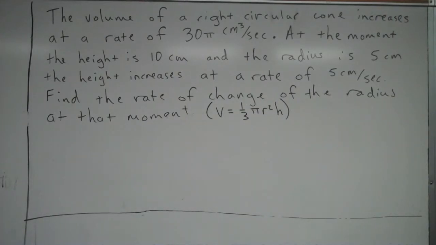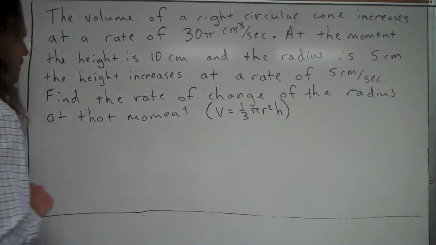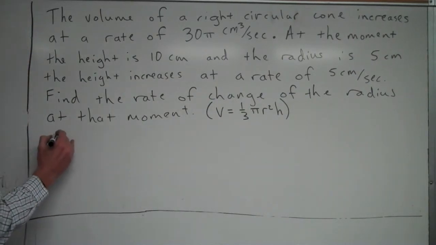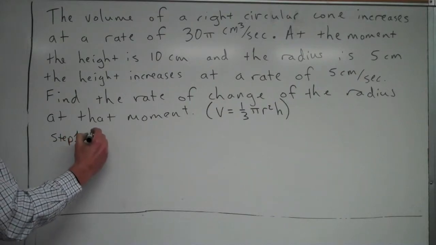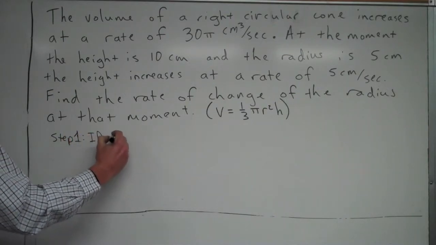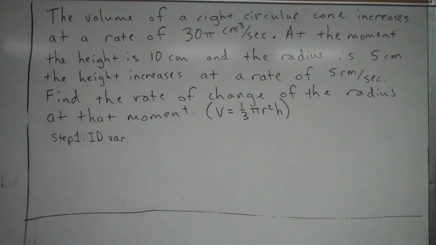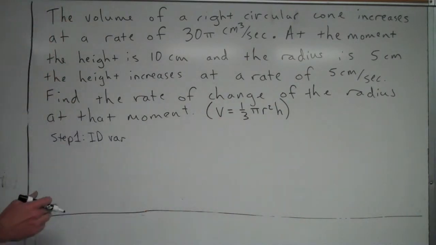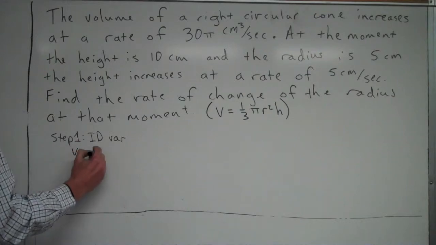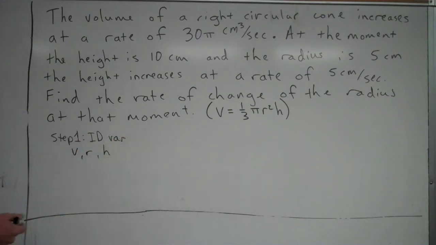And I give you there the volume for a right circular cone, which is 1/3 pi r squared h. So, I'll break this down into steps, which you wouldn't necessarily have to write out. For step one, the first thing you should do is identify the variables. In this case it's pretty straightforward. I've given you the equation that relates them already. The variables here are v, r, and h. The variables are things that change in the problem.